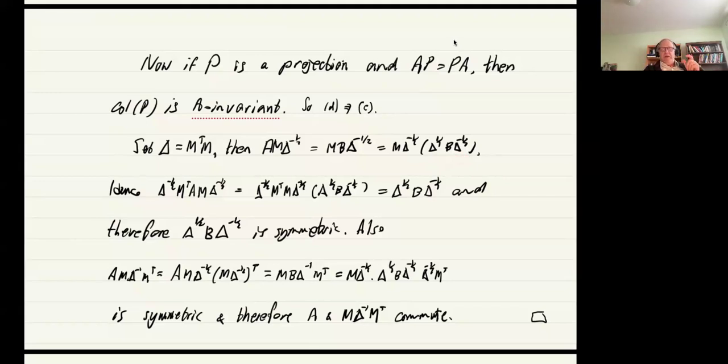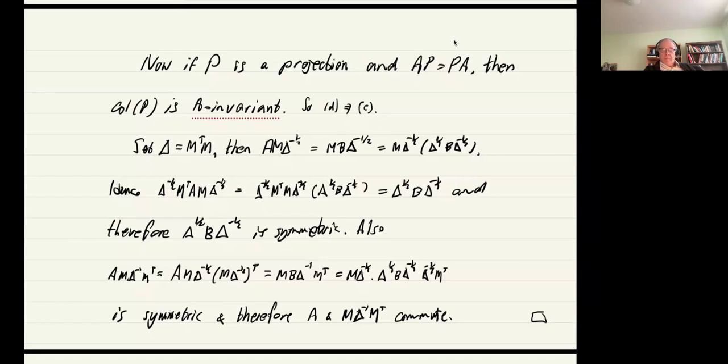Now, I haven't gone into details. This matrix B is in general not symmetric. I haven't written one down here, but if you work it out, when you have AM equals MB, B is in general not symmetric, but it is diagonally similar to, as we'll see, a symmetric matrix. But anyway, we have that.